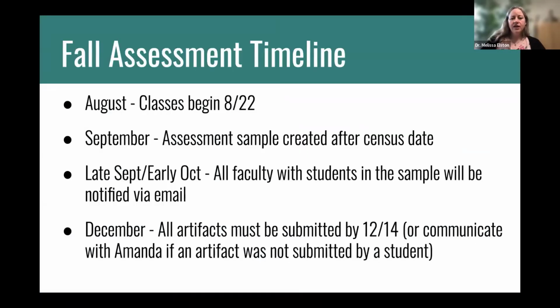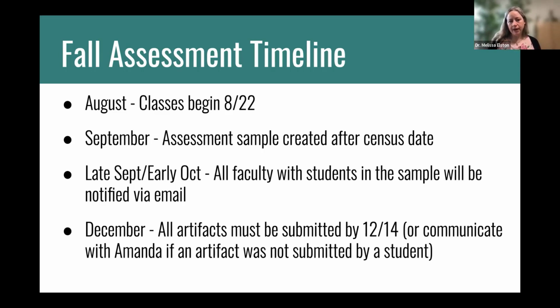So just real quick, here's the assessment timeline that we go by each fall. Obviously classes have already begun, 8/22. In September, this coming month, we are going to create an assessment sample. The good folks in IR work their number wizardry and they come up with a list of students that will hopefully lead to a sample with statistical validity. So they give us a list of students and the instructors whose classes the students are in. And then in late September or early October, we then shoot an email to the faculty whose students are going to be included in that sample.